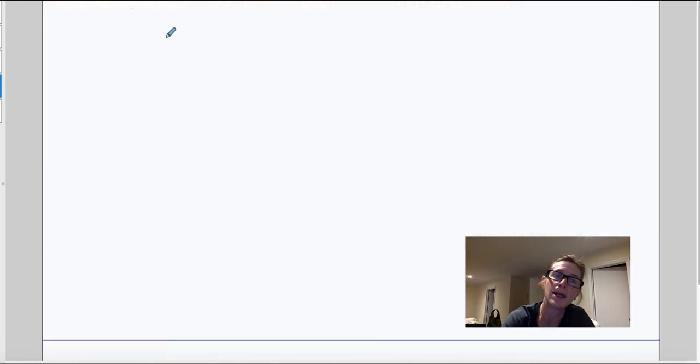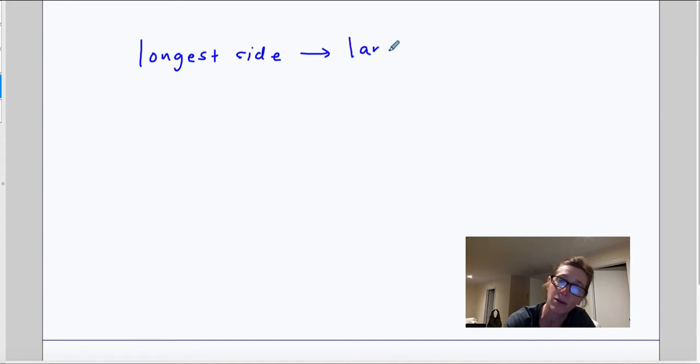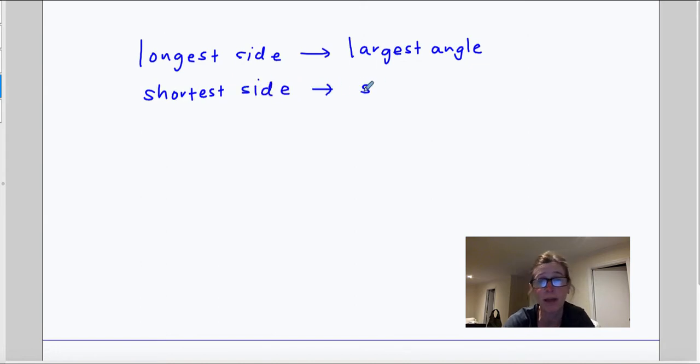So the triangle inequality theorem basically says that the largest side, or the longest side, of a triangle has to be across from the largest angle. And the smallest side, or the shortest side, of the triangle has to be across from the smallest angle.